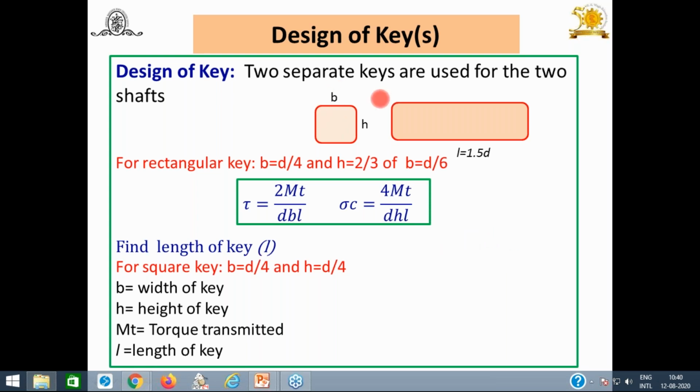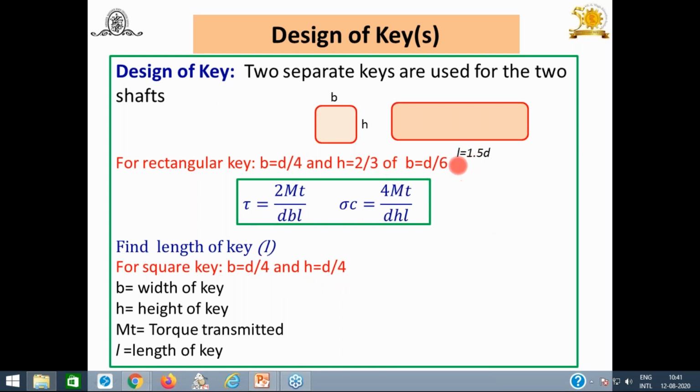Look at this. This is the width. This is the height of the key. This is the length of the key, 1.5 times the diameter. If it's a rectangular key, you know very well: width of key B is equal to D by 4, and H is equal to 2/3 of B, or H is equal to small d by 6 for a flat or rectangular key. For a square key, B is equal to D by 4 and H is equal to D by 4. So you can use these empirical relations, find out the dimensions and substitute here.